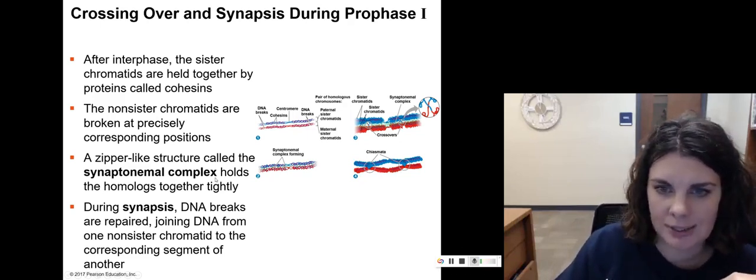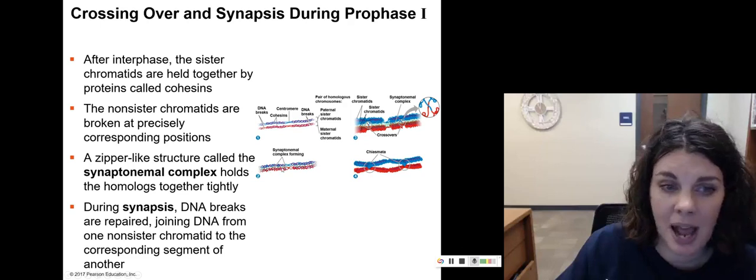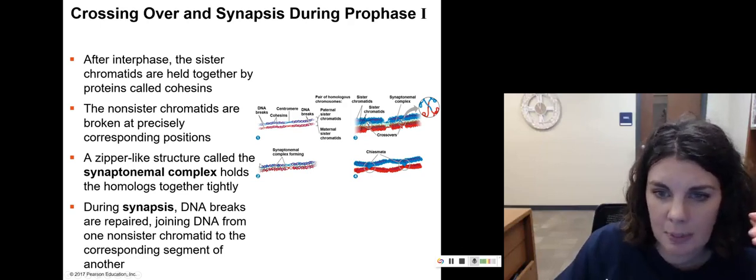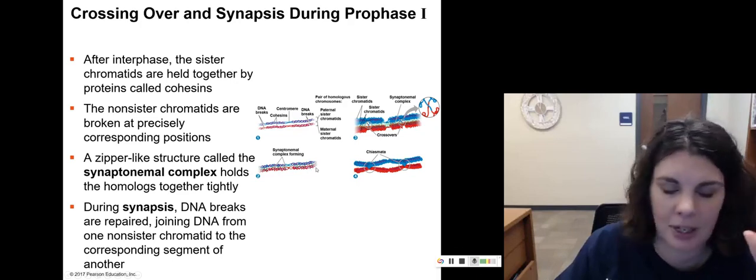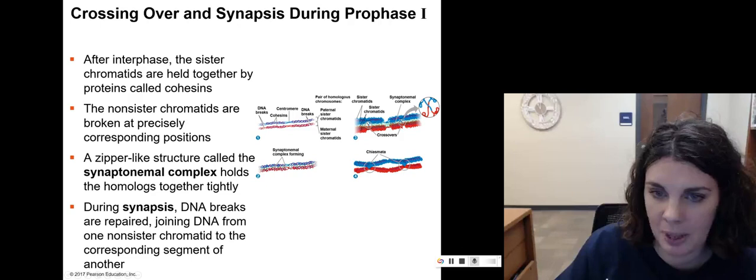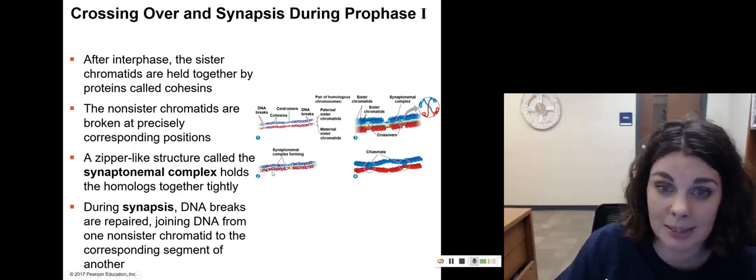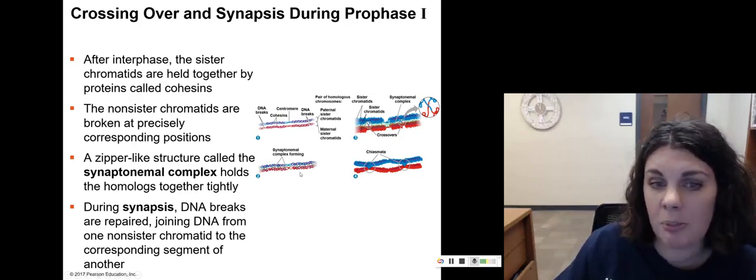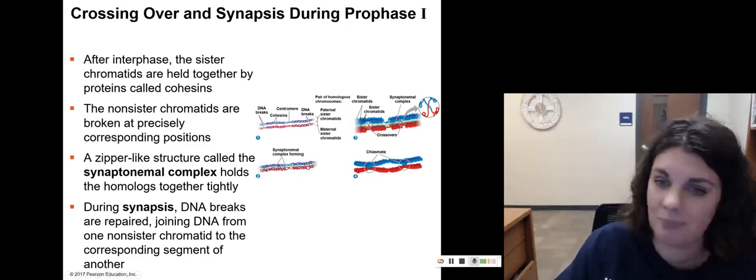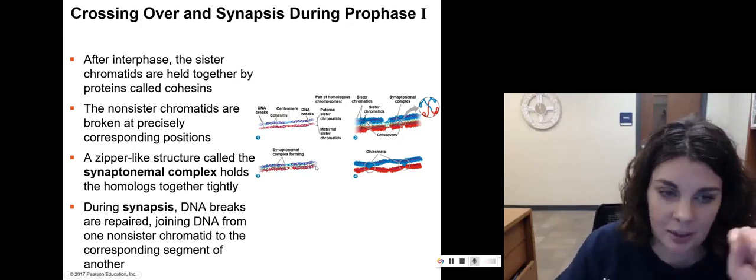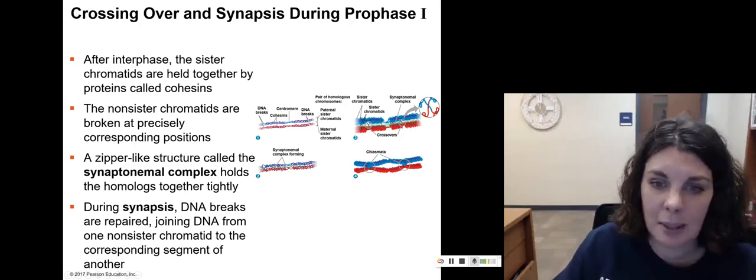You have this zipper-like structure called a synaptonemal complex. Okay, that's a big word, synaptonemal complex. Your synaptonemal complex holds your homologous pairs together. So your sister chromatids are held together by cohesins, and these homologous chromosomes are held together by a synaptonemal complex. That's just a little zipper that holds them together.